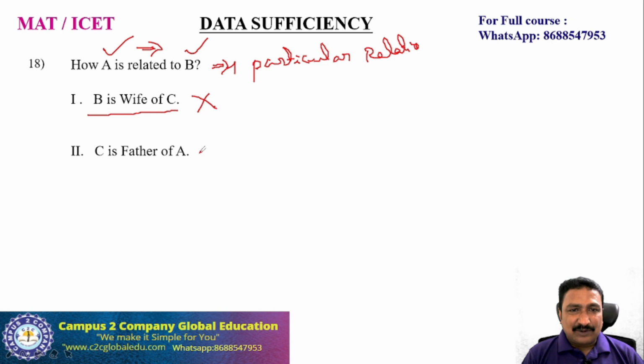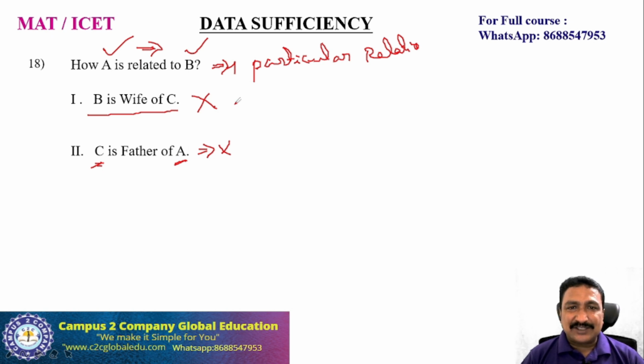Now look at the second one. What is the second choice? C is the father of A. C is the father of A means here also we can clearly eliminate the second statement. Why? Because they gave the relation between C and A, but we want the relation between A and B. So we can eliminate the second statement also.